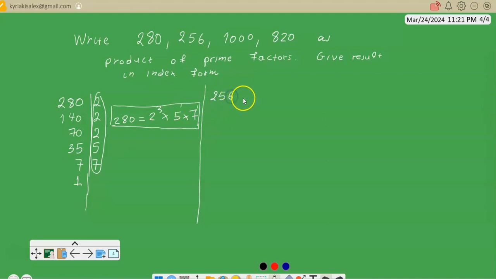256. We use the same approach. Divide by 2 is 128. We divide by 2 again is 64. Divide by 2 is 32. Divide by 2, this is 16. 16 divided by 2, this is 8. 8 divided by 2 gives me 4. 4 divided by 2 gives me 2. 2 divided by 2 gives me 1.